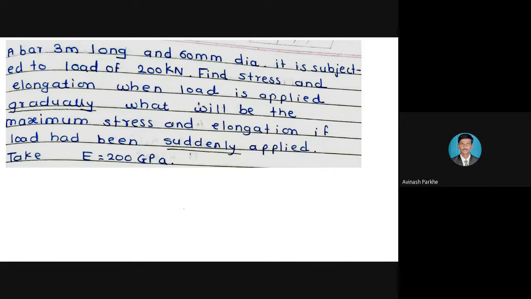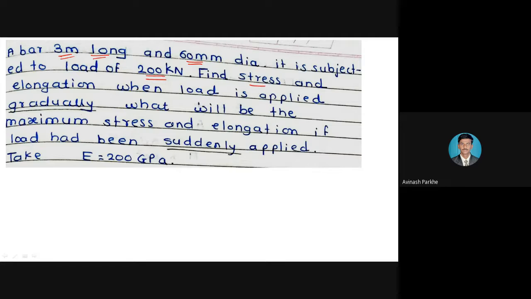This is the problem for your exercise. Start the solution and tell me the answer directly. Read the statement carefully, or I will help you read the statement and then try to solve the problem. A bar 3 meter long and 60 mm diameter. Bar means it is circular in cross section. Please keep that in mind. A bar of 3 meter length is subjected to a load of 200 kilonewton.